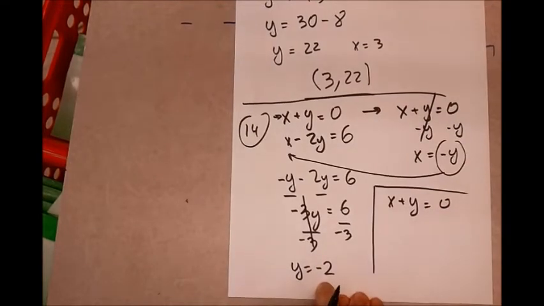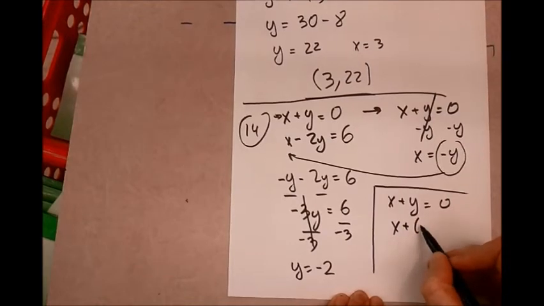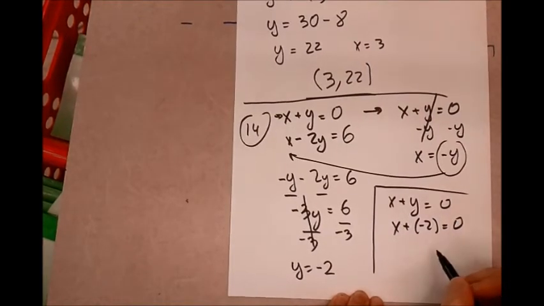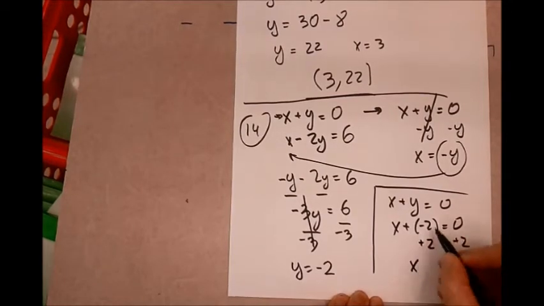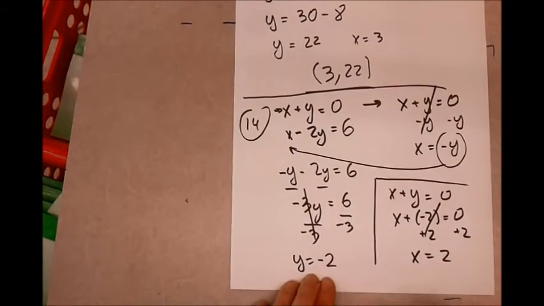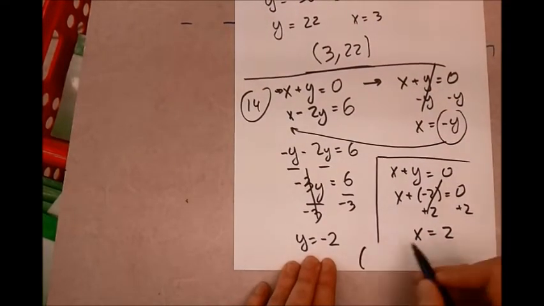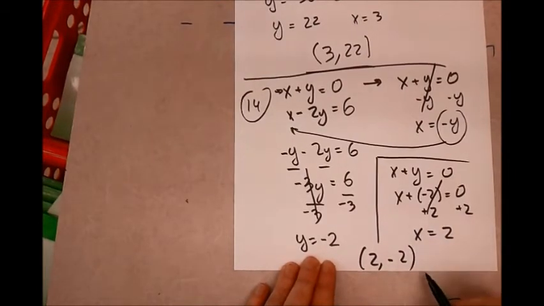I know what y is. It's negative 2. So I'm going to substitute it in. Plus a negative 2 equals 0. Then I want to isolate x. I'm going to add 2 to both sides. X equals a positive 2. So my ordered pair is x is 2, y is negative 2, and I'm done.